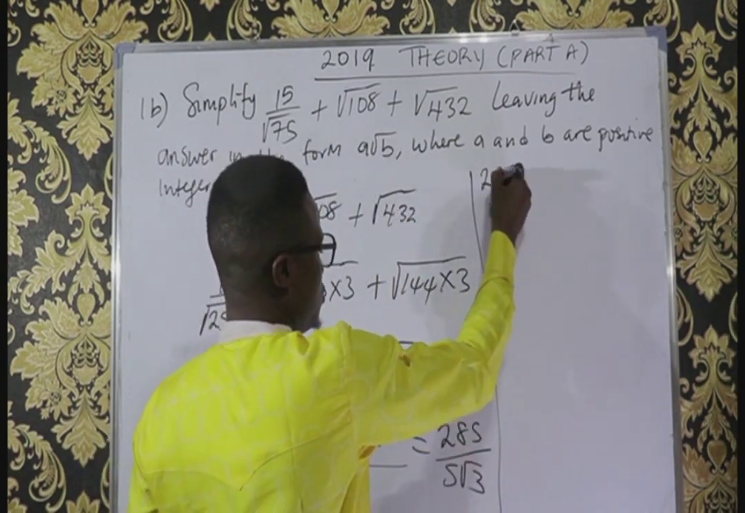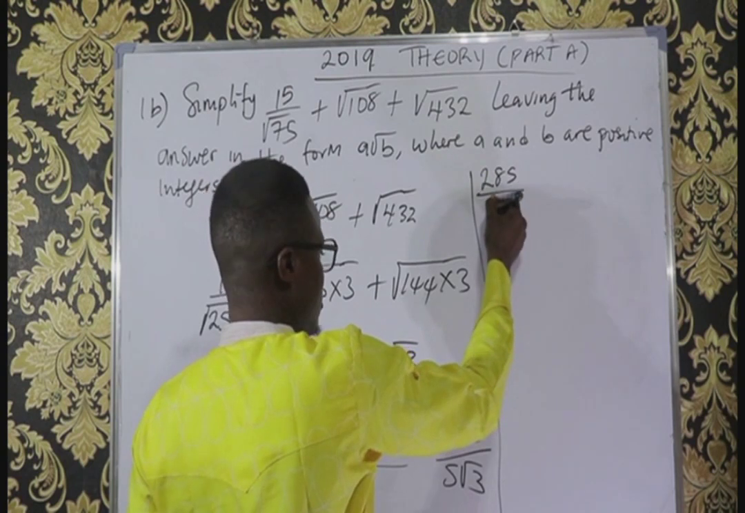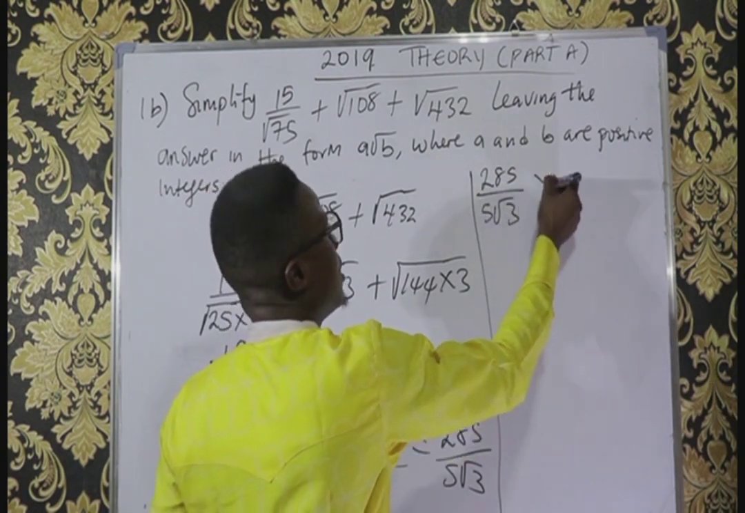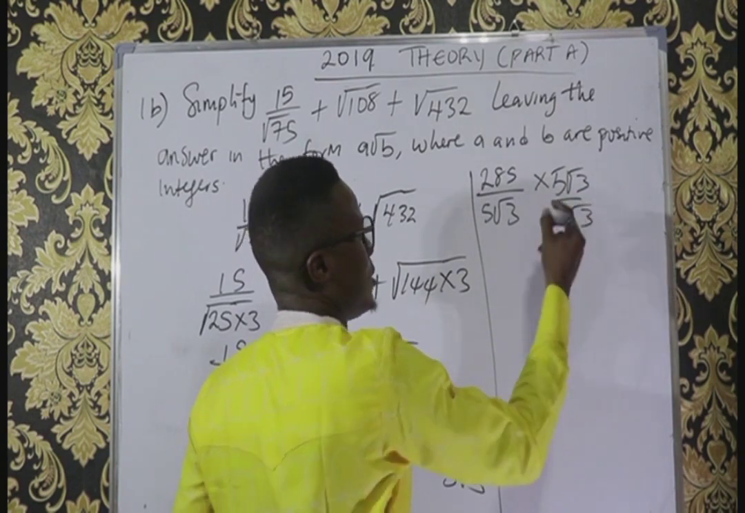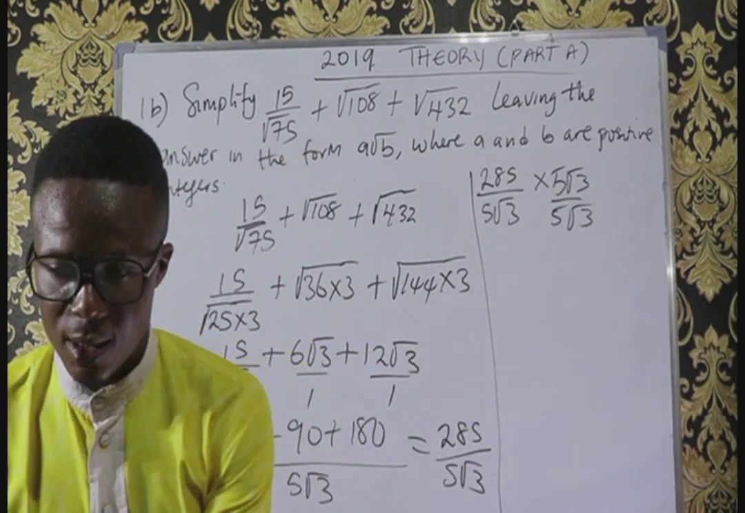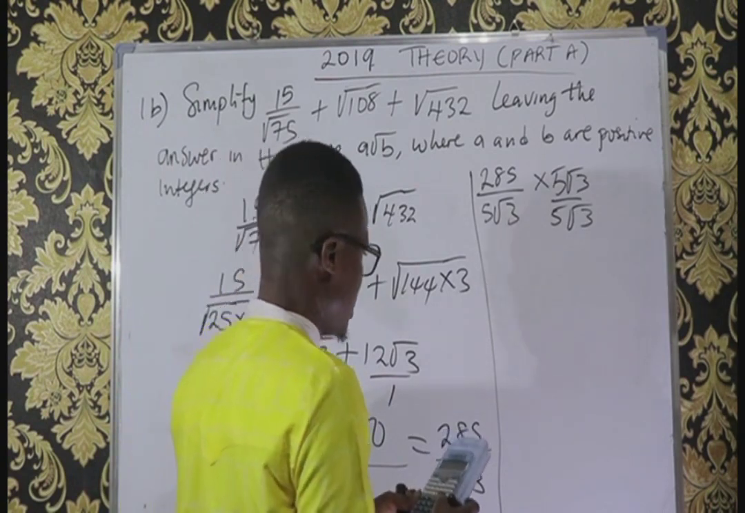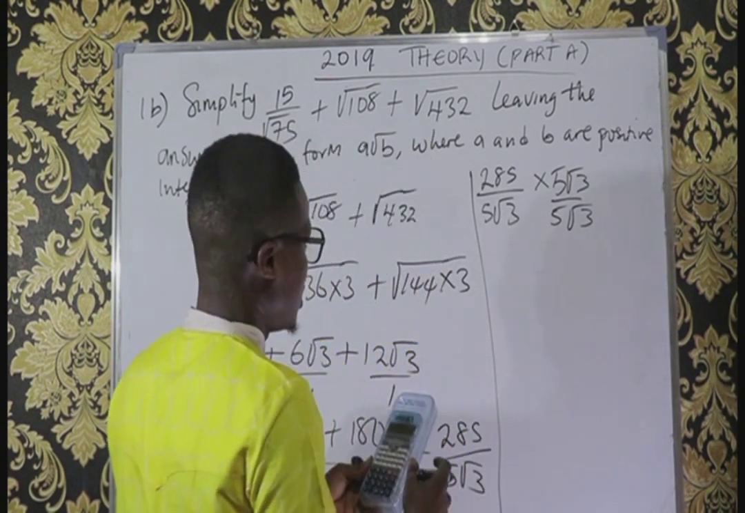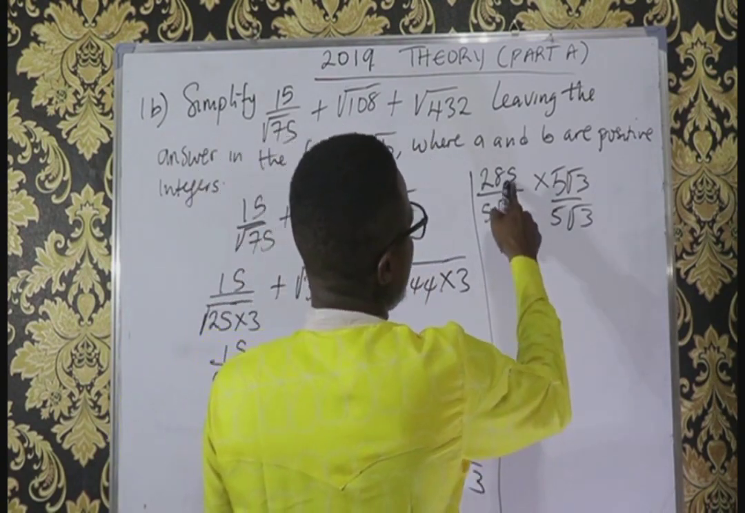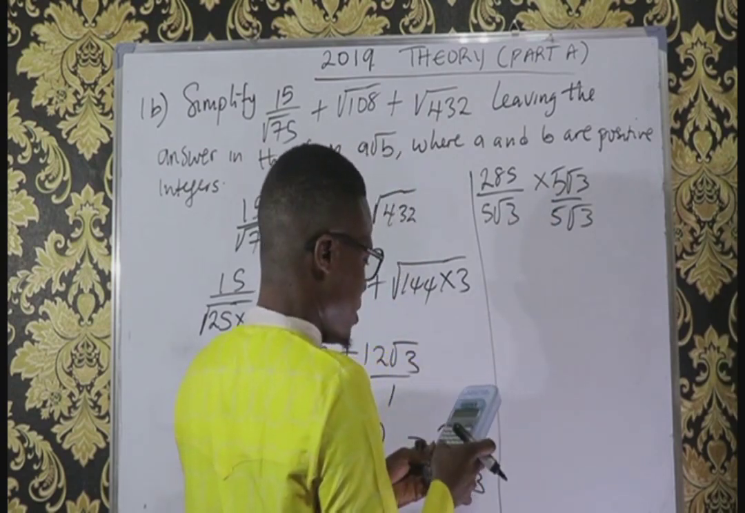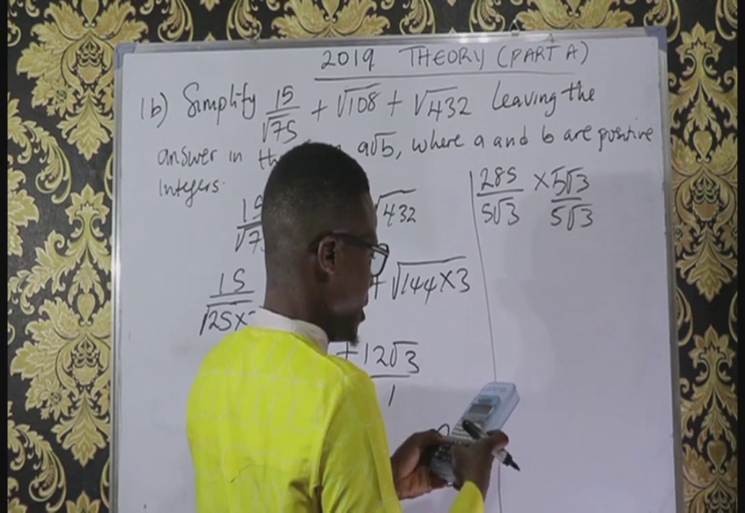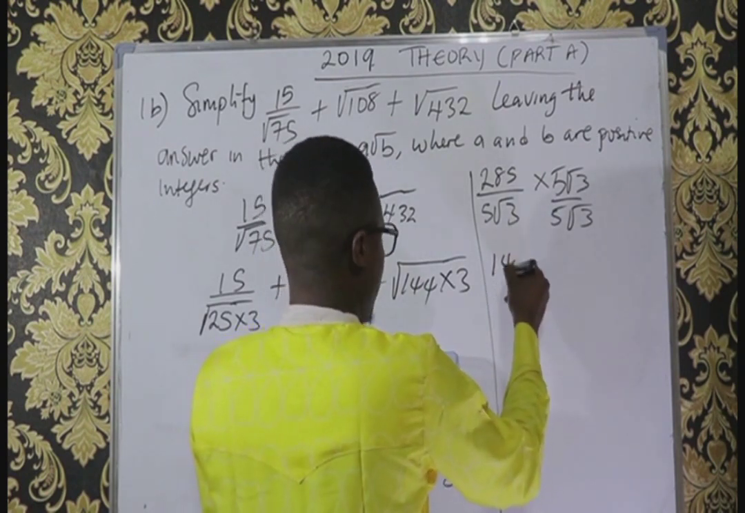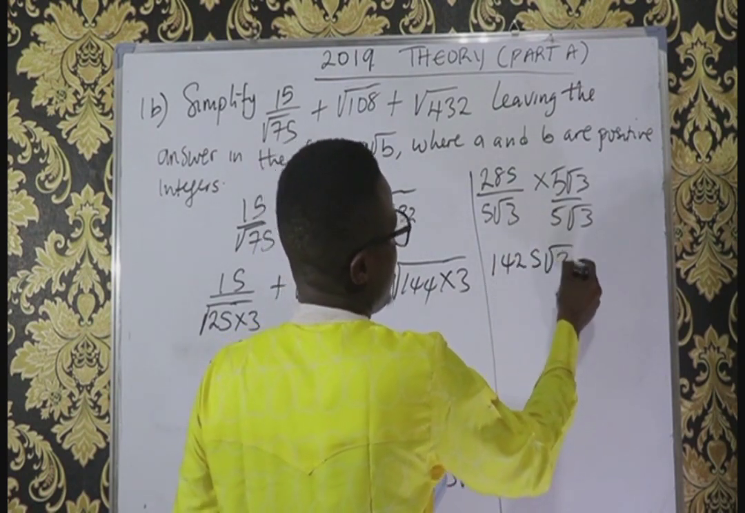So you have 285 over 5 root 3 times root 3 over root 3. That is how to rationalize. To rationalize this, it gives us 285 times 5, which will give us 1425 root 3.